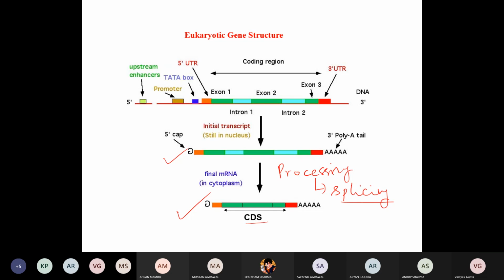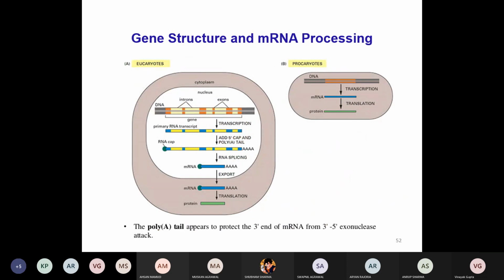So that is the biggest difference between the eukaryotic gene structure and prokaryotic gene structure. That coding region, whatever we have in the eukaryotic gene, it is not continuous. It is split by the exons and introns. Introns, they are not going to code for anything. And ultimately, because of splicing, the introns are removed and exons are joined. Another difference with respect to the eukaryotic gene and prokaryotic gene, you will be able to tell me in the next slide.